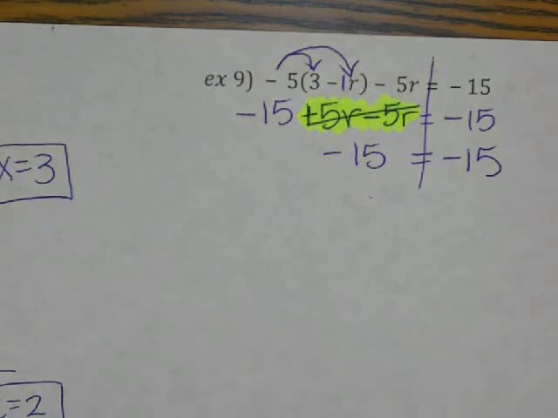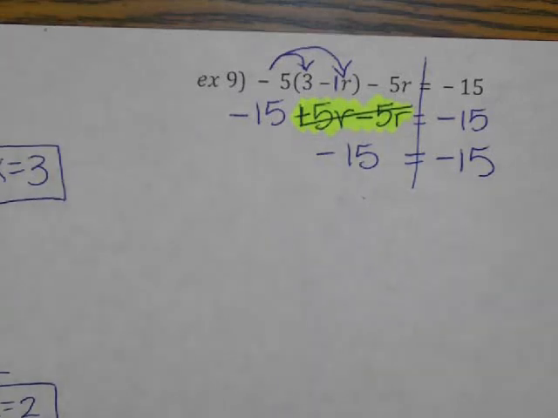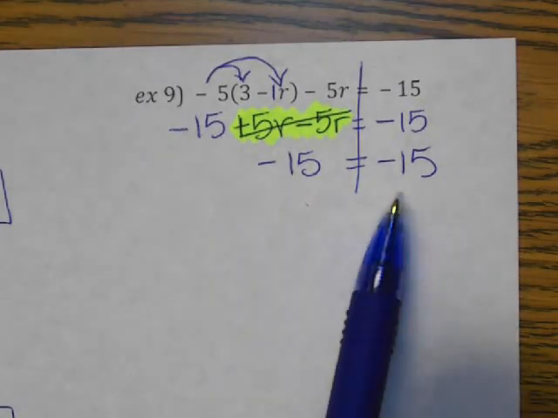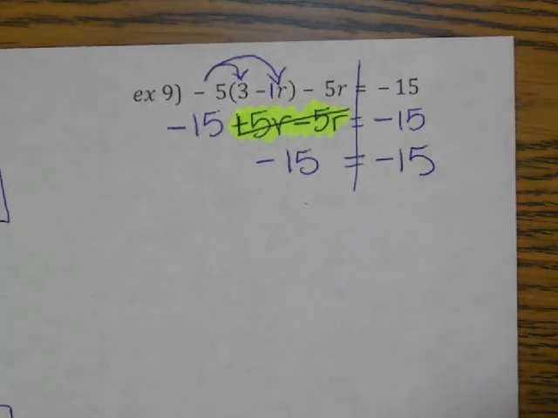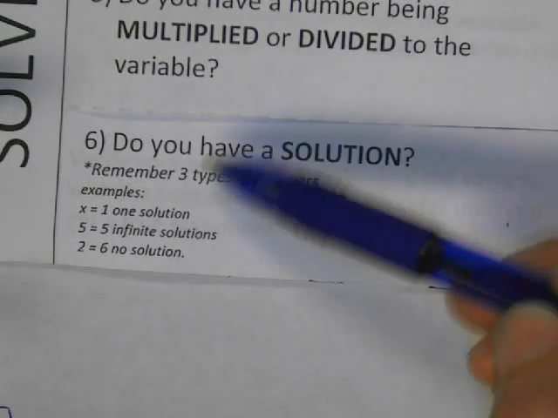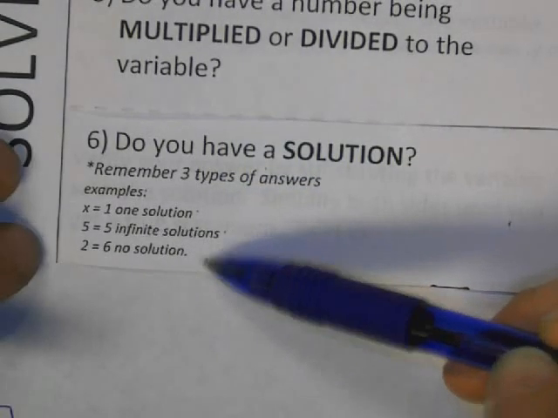I wasn't going to explain this today, but if I have no letters left in my problem, if they all cancel out on the same side of the equal sign, I'm going to take a look at my numbers. Negative 15 equals negative 15. So down here at the bottom, if everything cancels out, you're going to look at this: do I have a solution? So we have one solution, infinite solutions, or no solutions.